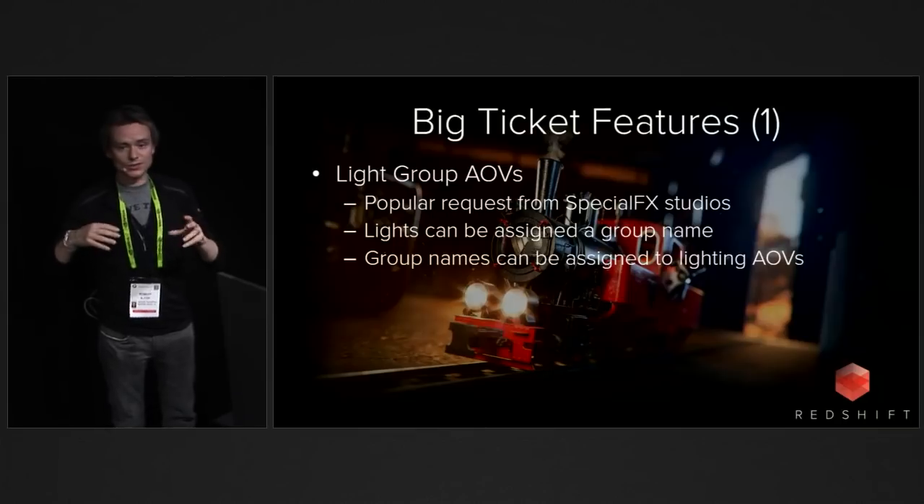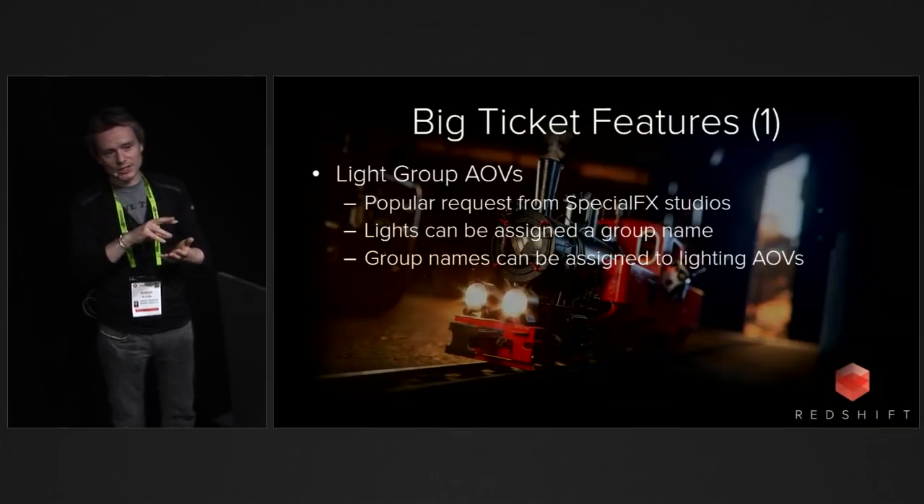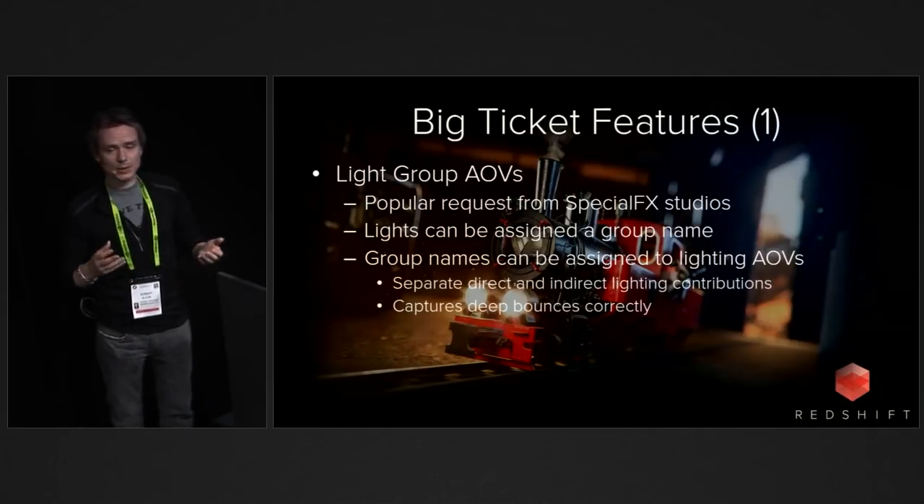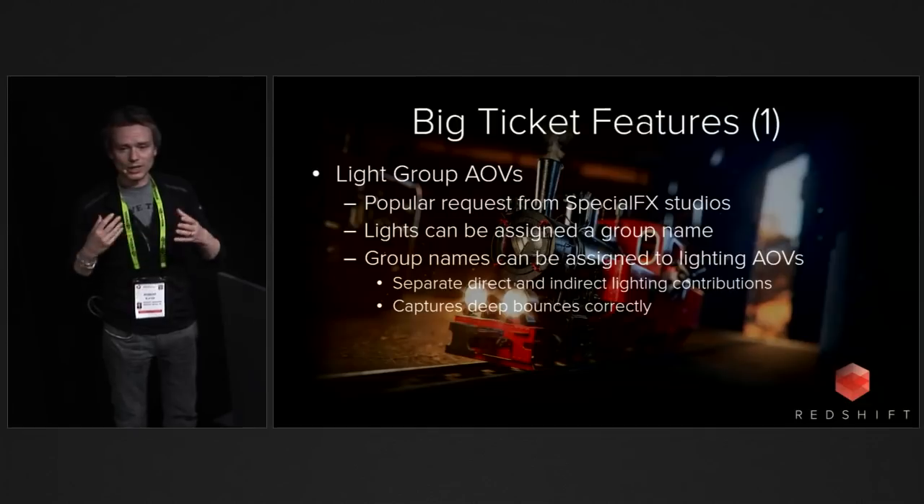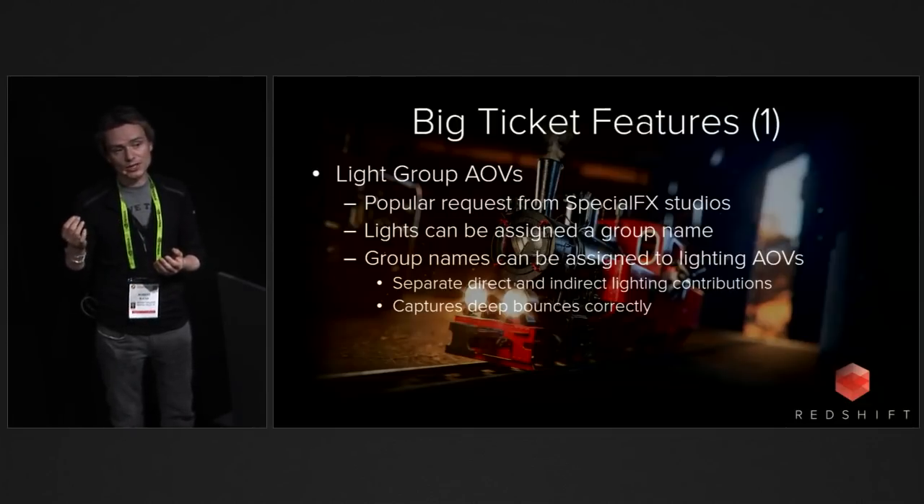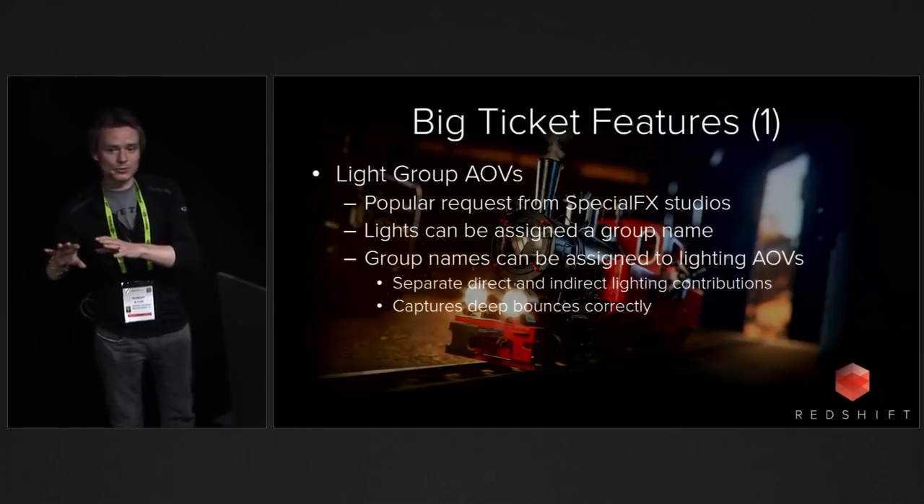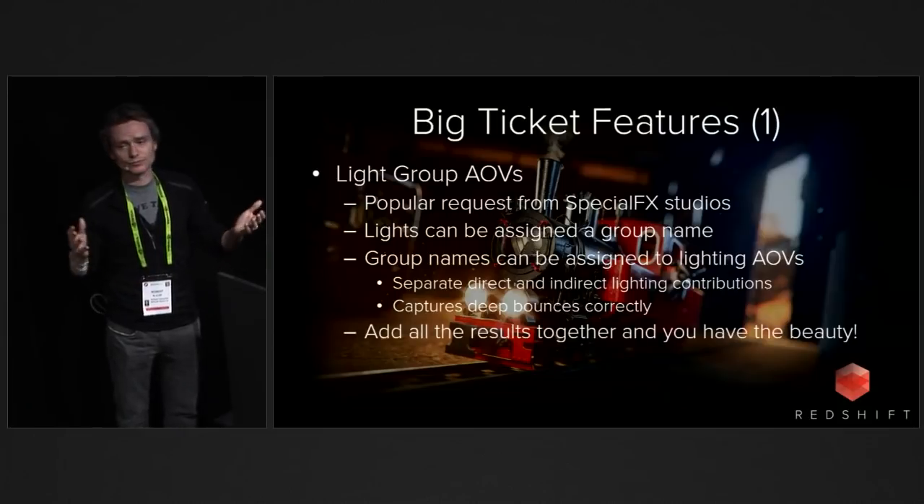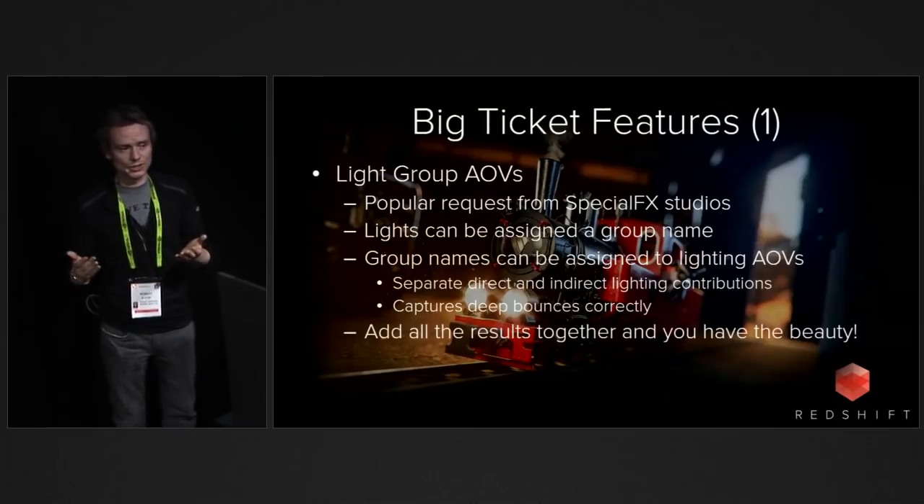You assign the lights to those groups, then you tag your lighting AOVs with those light groups, and we can split up between reflection, refraction. We can do direct and indirect lighting as well. This means that you capture everything in the scene, all the light bounces. And if there are light bounces from things like emissive objects, those can go into a separate AOV, so basically you will lose nothing. So once you have all that data, you can bring it into your comp package of choice. You just add all those AOVs together and you get the beauty.